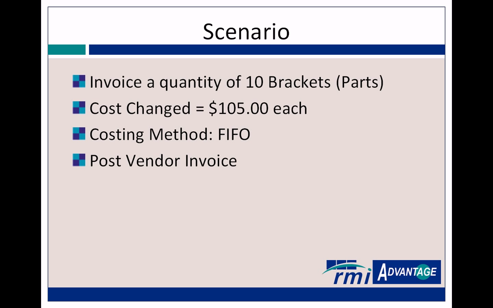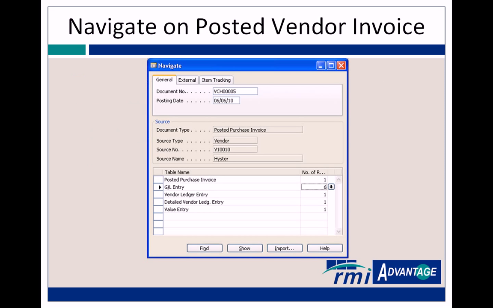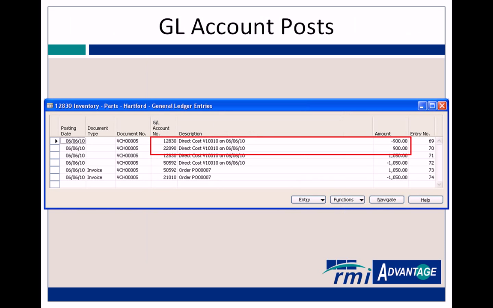Once you've posted the vendor invoice, you can go back in your history under purchases and take a look at the history there. Once you find the invoice, you can navigate on the invoice, and this is the screen that you would receive. In this screen, we have listed all of the entries or transactions that happen behind the scenes when posting the vendor invoice. We're going to take a look at the GL entries. When you drill into here, this is the screen that we'll get.